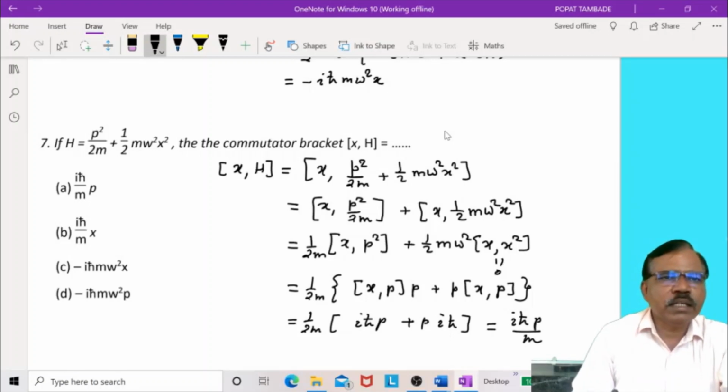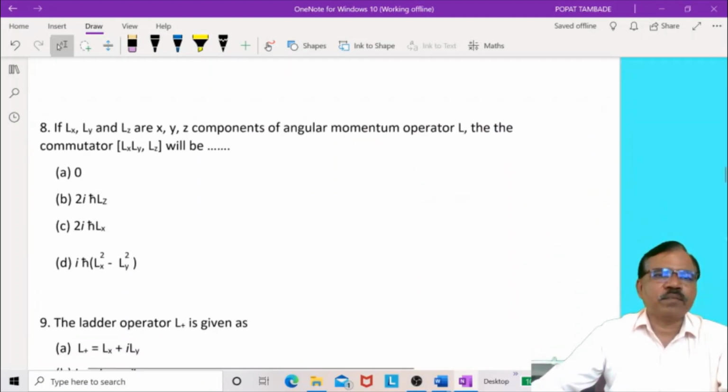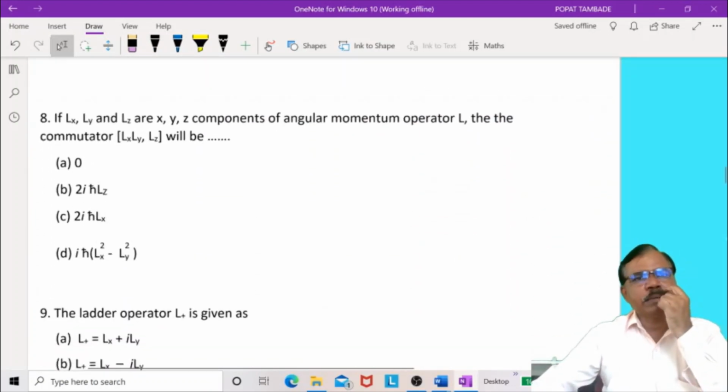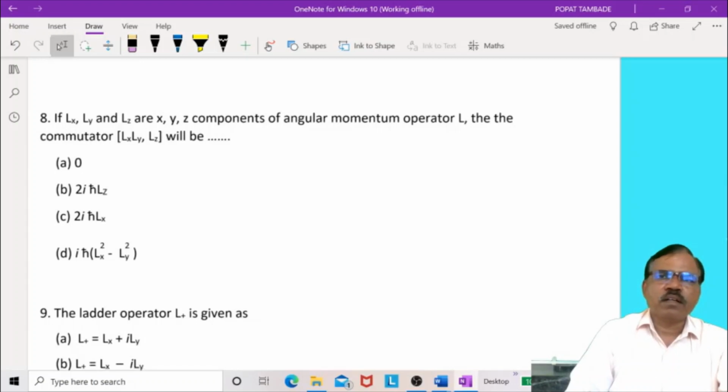So if we see here, the first one is correct, second one is not correct, third one is not correct, fourth one is not correct. Now we'll go to the next one. If Lx, Ly and Lz are the x, y, z components of the angular momentum operator L, then the commutator bracket [Lx, Ly Lz] will be what?